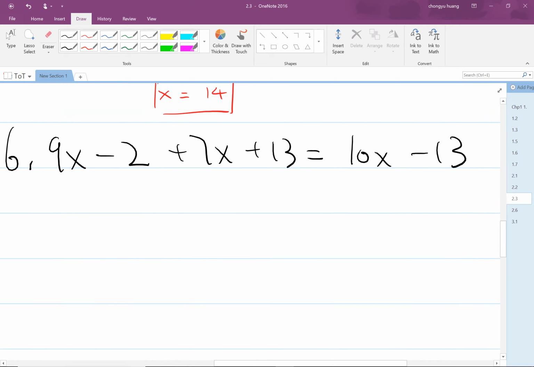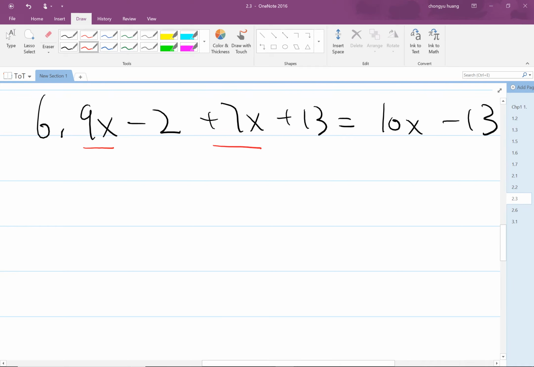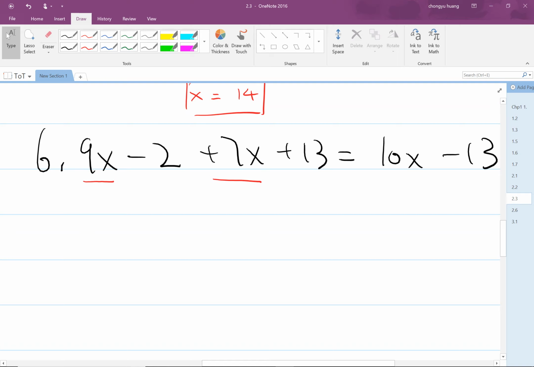Question 6 is a little bit more work, so we have to simplify first. We have 9x and 7x on the left hand side, and after that we have -2 and then +13. So we have to simplify the left hand side first. 9x plus 7x is 16x, and then -2 plus 13 is 11.